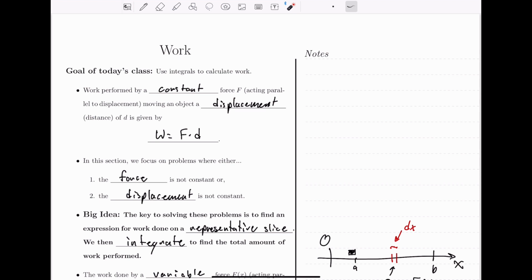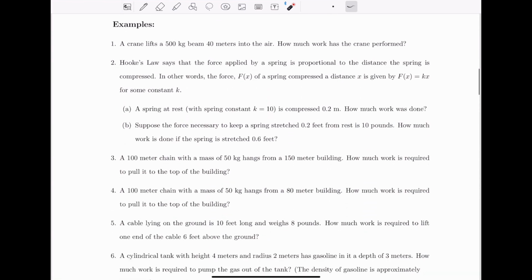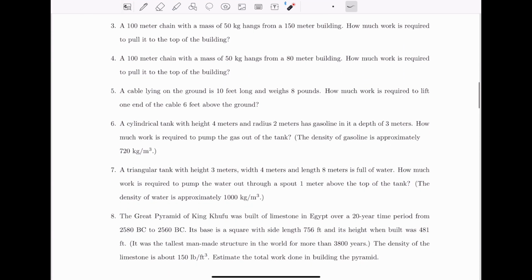But we'll see that really different parts of the object are moving different distances. So let's take a look at an example where the force really is constant, but the displacement is not. Take a look at example 3. We have a 100-meter long chain with a mass of 50 kilograms hanging off the edge of a 150-meter building. We're imagining taking the entire chain and coiling it up to the top of the building. We want to know how much work is required in order to do this.